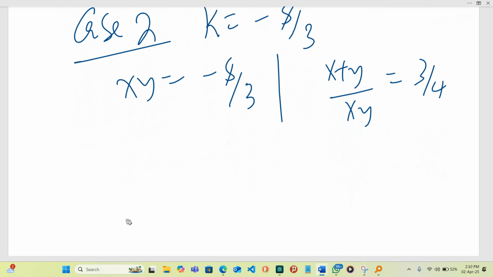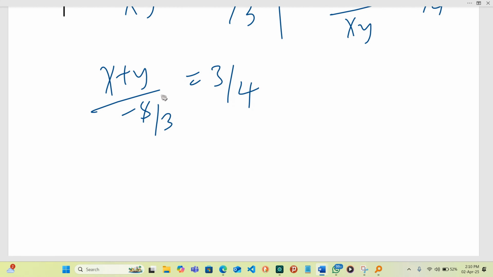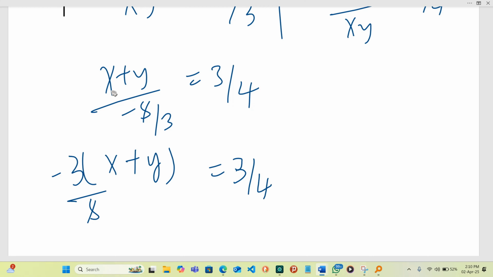Okay, so that means (x plus y) out of xy, which is negative 8 out of 3, will equal 3 out of 4. So this becomes reciprocal, and I'll have (x plus y) times 3 out of 8, but this is negative. This is 3 out of 4. So I can cancel this and that, I cancel this and this, but this is 1, this is 2.